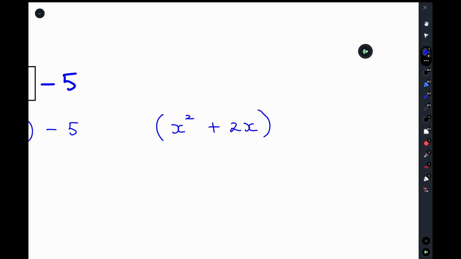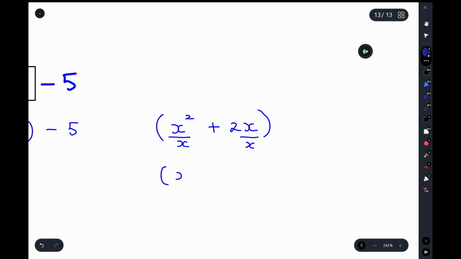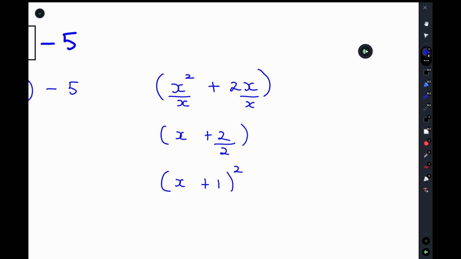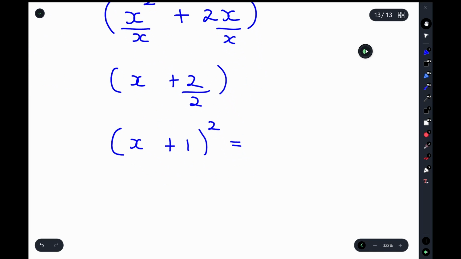The first thing I'm going to do is divide by x. Yeah? And that will give me x plus 2. The second thing I'm going to do is divide by 2, okay, which will give me x plus 1. And so the idea is that x plus 1 to be squared will give me x squared plus 2x plus another factor. So let us expand x plus 1 squared.